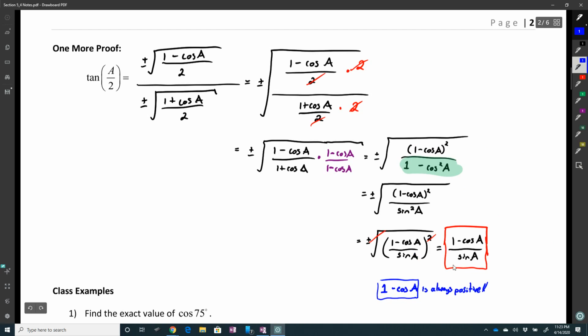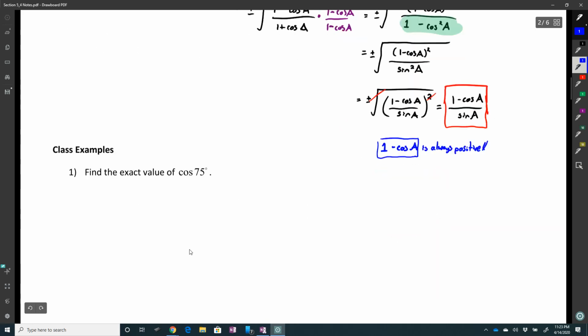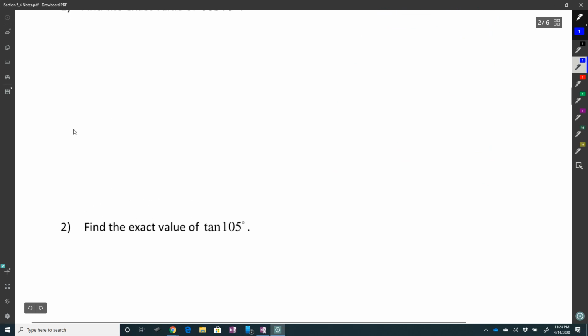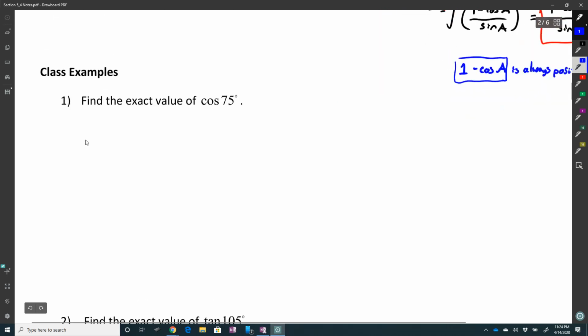And so I proved this one. The other formula can just as easily be gotten if I multiplied by 1 plus cosine A instead. And that's how you get the other formula. But I won't bore you with that. So anyway, let's go ahead and do some problems. Find the exact value of cosine 75. So here we're doing the half angle formula. So that means this is already half.